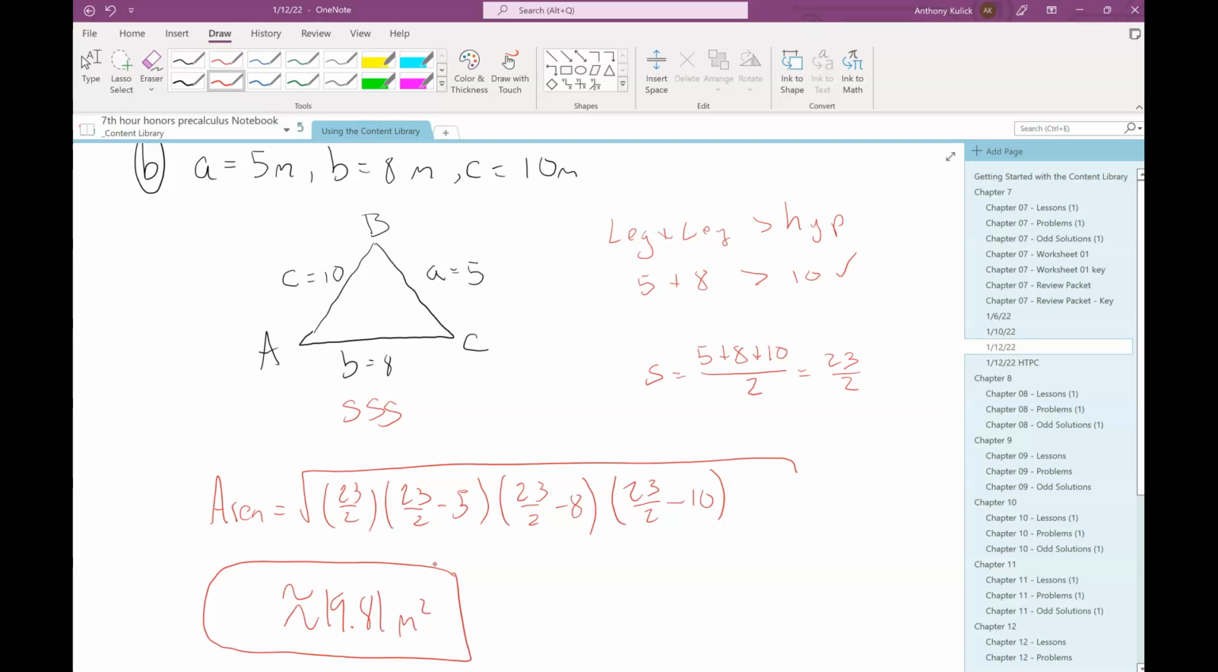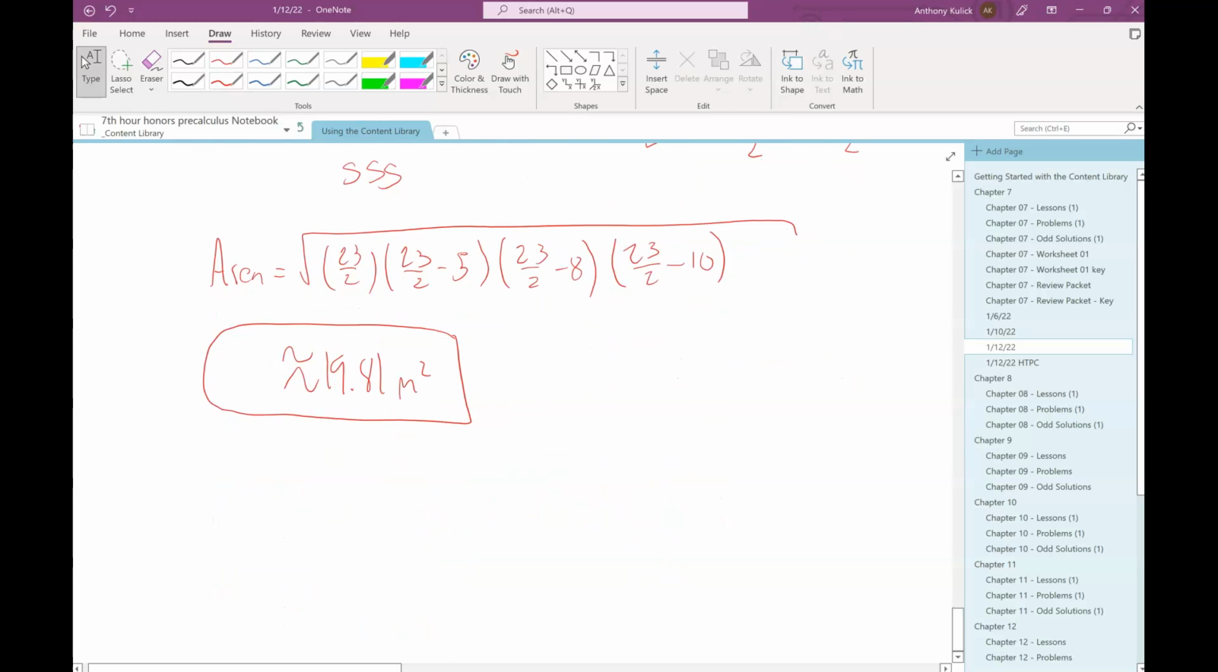But that's it for 7.4. That's all you really have are these two new formulas that are both real straightforward to use compared to the other ones. So at this point, you guys should be able to do 23 through 30. So we'll add that into your problem set for Sunday.